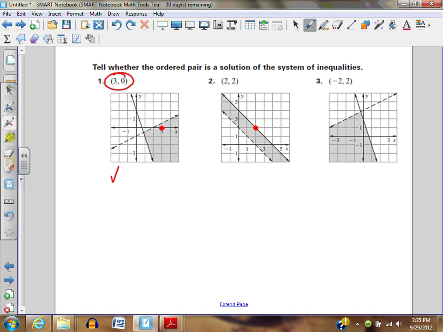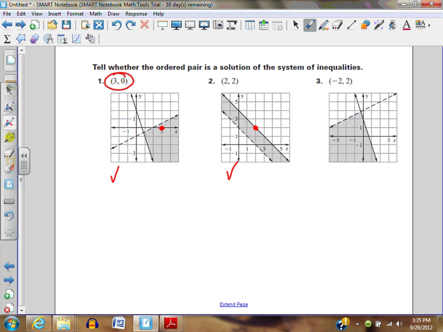Okay, 2, 2 is a solution. Now, listen, if that was not a solid boundary, if that was a dashed boundary, it would not be a solution because the solutions are not included on the points that are intersected by a dashed boundary. But because indeed it is a solid boundary, that 2, 2 is a solution there.